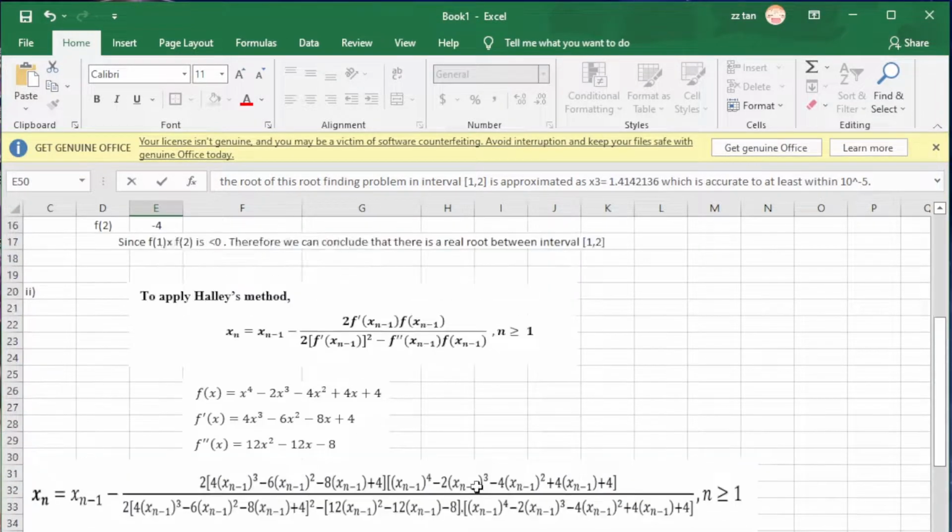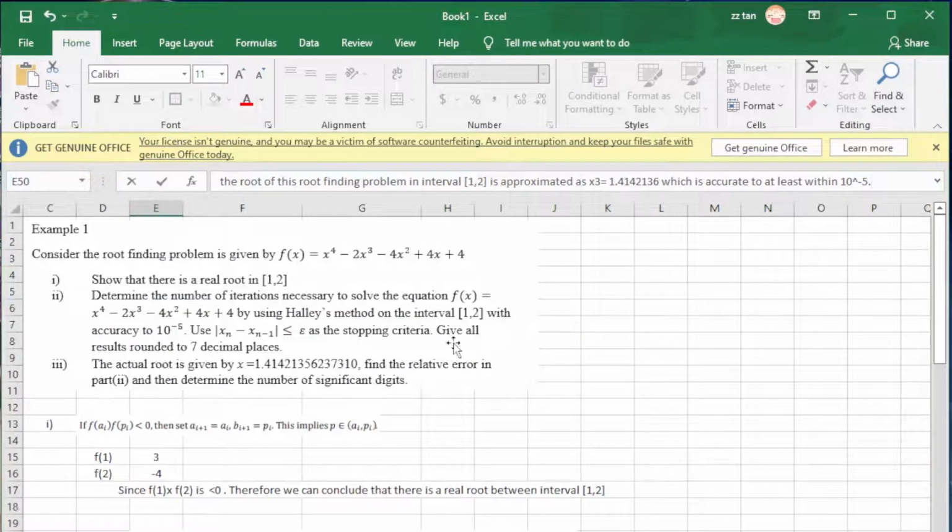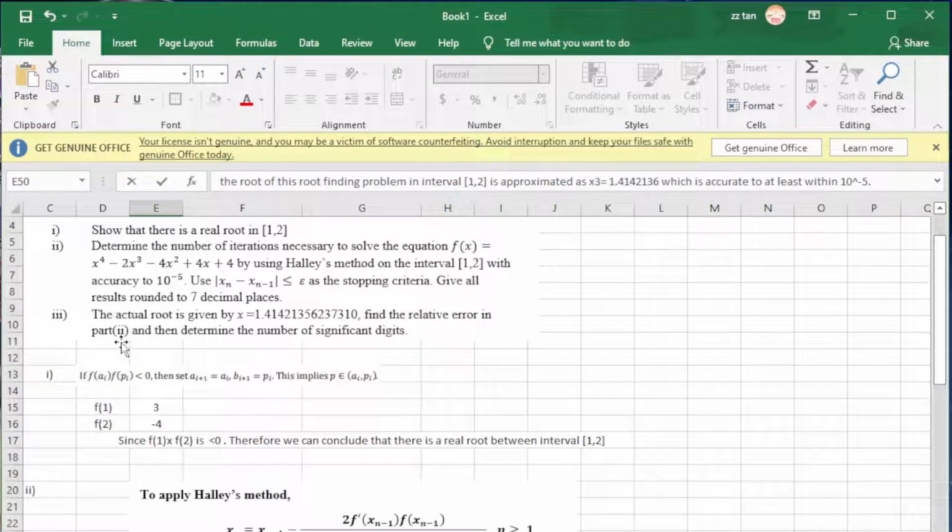So okay, our question 2 is done. We only use 3 iterations to solve this root finding problem. Okay, so we continue to our third question.